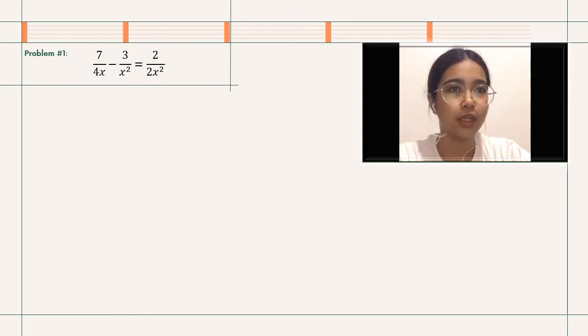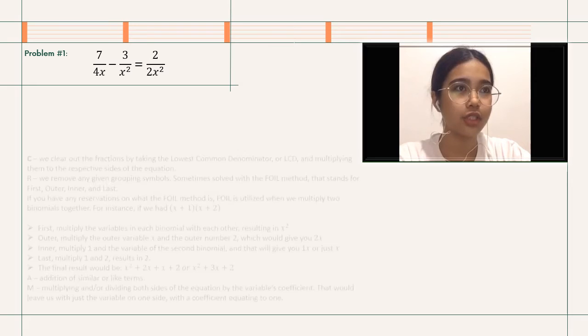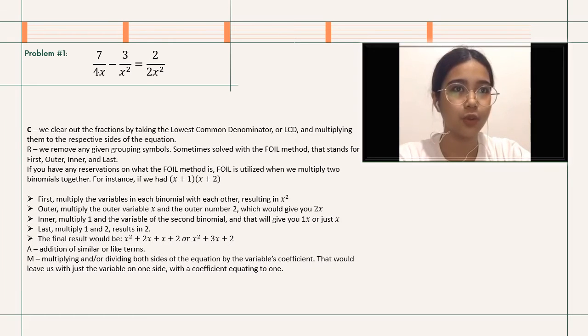Problem number 1. 7 over 4x minus 3 over x squared equals 1 over 2x squared. To solve 7 over 4x minus 3 over x squared equals 1 over 2x squared, we can apply the CRAM method, utilized mostly for rational equations. The method goes as follows.